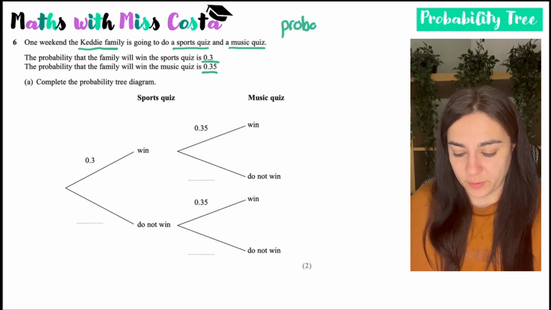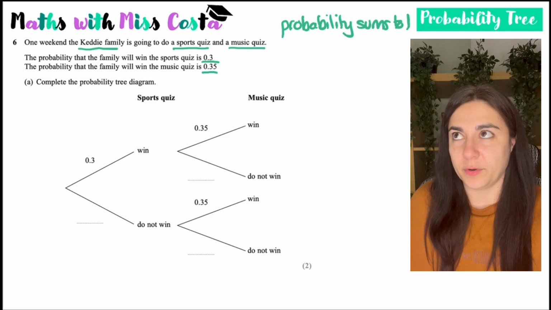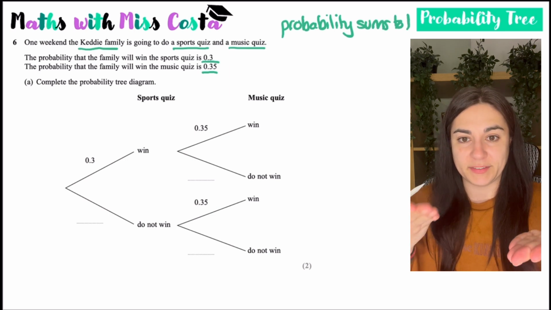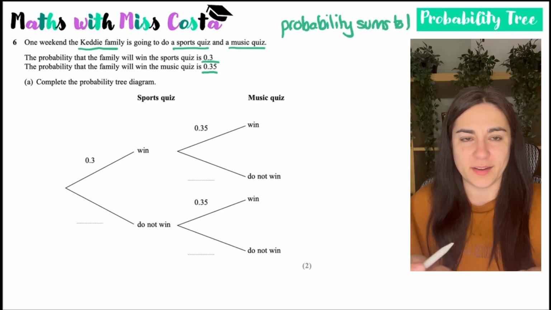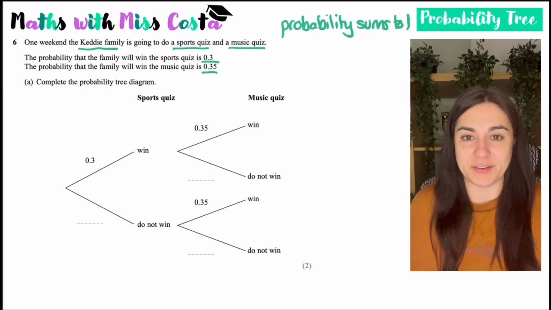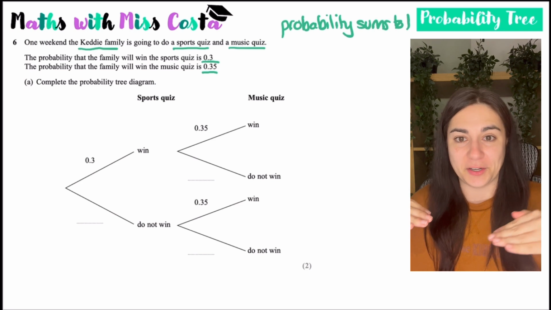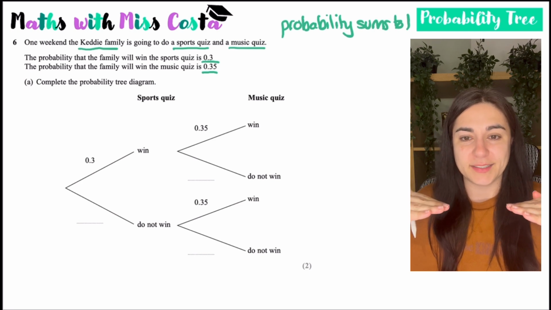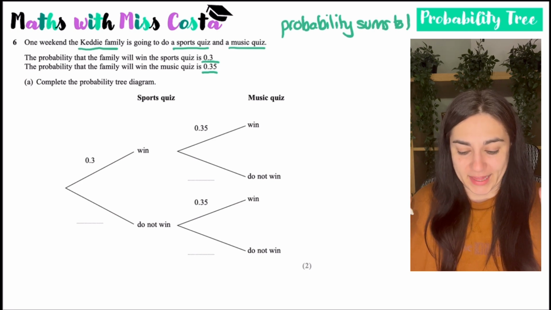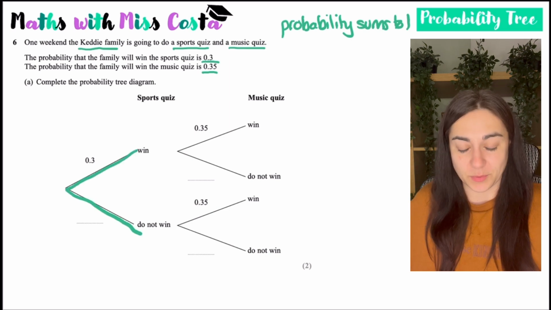Now, the key thing with probability is that it always sums to 1. So the probability of something happening and the probability of something not happening must make up 1. Like if the probability of it raining tomorrow is 70%, the probability that it does not rain is 30%, because the only option is rain or not rain. So bearing that in mind, when you've got a probability tree, your branches must also always sum to 1.